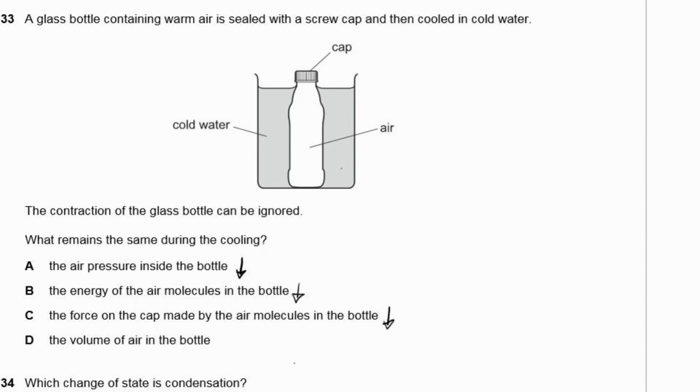But option D, the volume of air in the bottle. This is what makes this question so tricky. Is because under normal circumstances, of course, the bottle would change shape. It would contract. Especially if you were dealing with a plastic bottle. But here you're not just dealing with a glass bottle, you're being told that the contraction can be ignored, which means it stays the same volume.